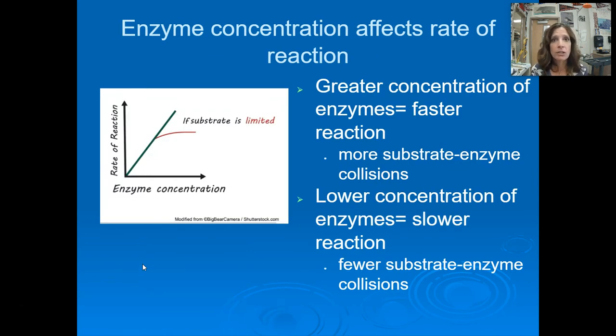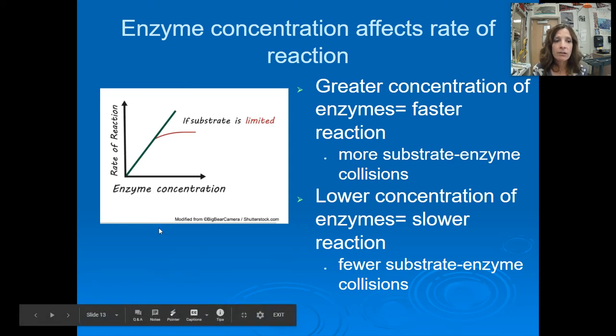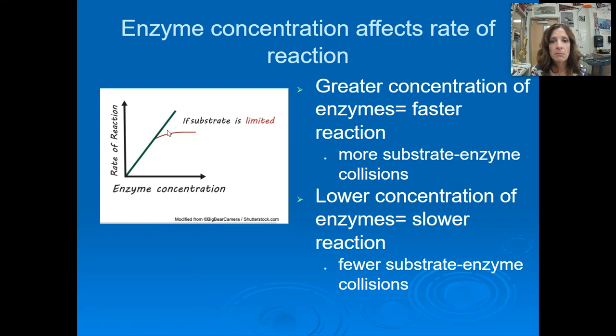So enzyme concentration also affects the rate of reaction. If you have a greater concentration of enzyme, then your reaction is going to go faster because, again, there are more collisions between the substrate and the enzyme. If you have a lower concentration of enzyme, then you're going to have a slower reaction.